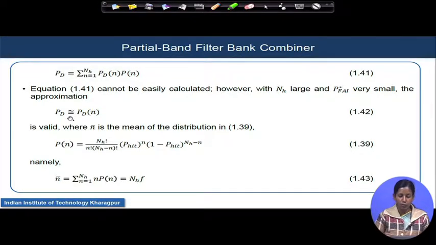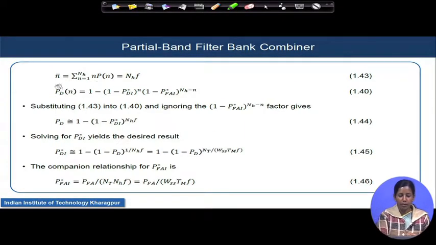So finally, when my n bar is equal to NH into f, the detection probability was given by this. Substituting this value of n bar inside this expression and ignoring the false alarm probability, because we have talked about that the false alarm probability is very low in that situation. If all that happens, I mean n is coming to n bar and false alarm probability is also very less, and I substitute the value of n bar inside this equation, I will end up with the detection probability given by 1.44. And correspondingly, the detection probability of an individual channel will be given by the expression 1.45.